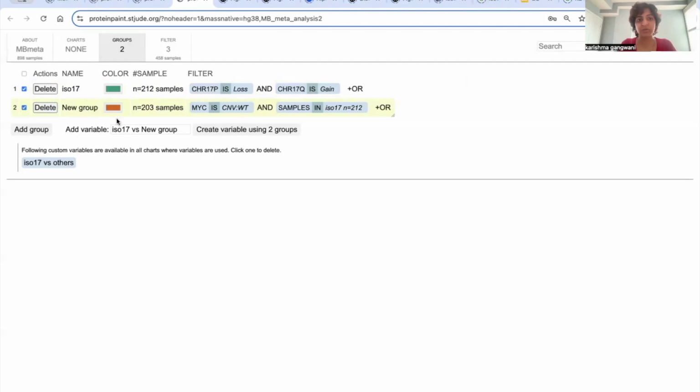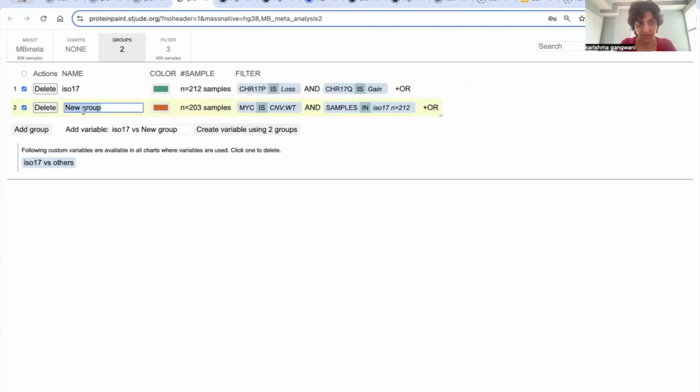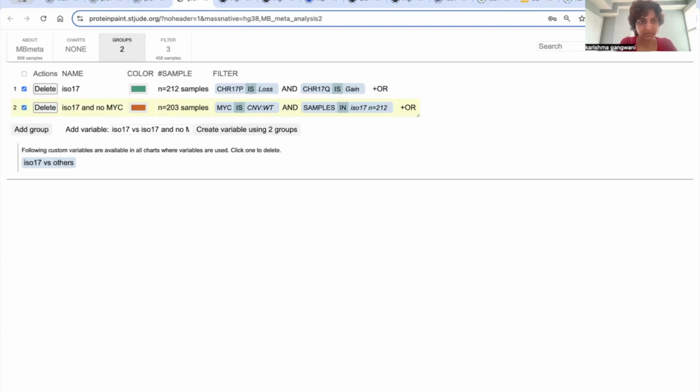But in the second group, I'm specifically choosing cases. So you can see now there are 203 samples that have ISO 17, but they do not have MYC amplification. So they're wild type for MYC. I'm going to call this ISO 17 and no MYC, basically. And then I can create that as my second variable by deselecting the first one. So now I have ISO 17 and no MYC versus others.